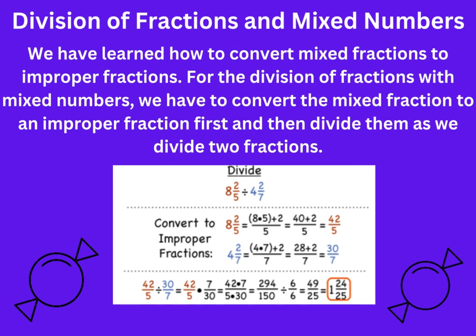When we change the division symbol into multiplication, the second fraction will be reciprocated, that is 30 by 7 becomes 7 by 30. So 42 by 5 multiplied by 7 by 30. Now you can solve the question, or the answer may come out in an improper fraction. And when you get the result as an improper fraction, you have to change it again into a mixed fraction. So the answer of this question will be in the mixed fraction.